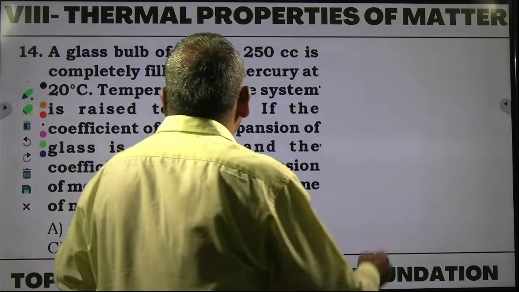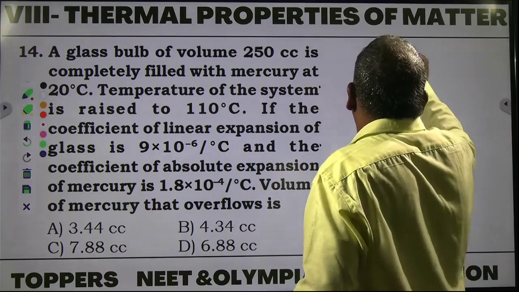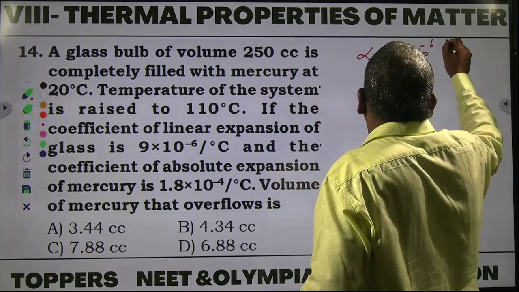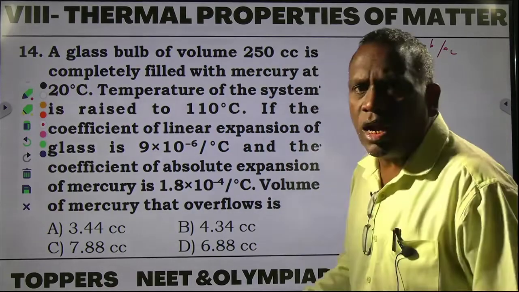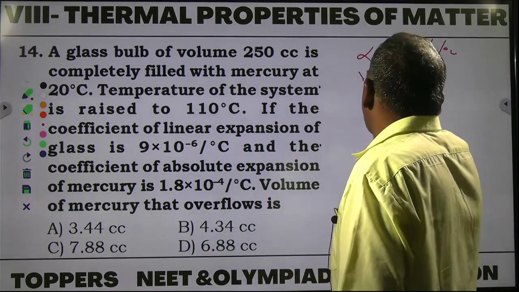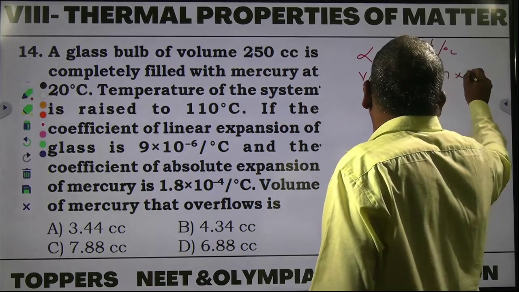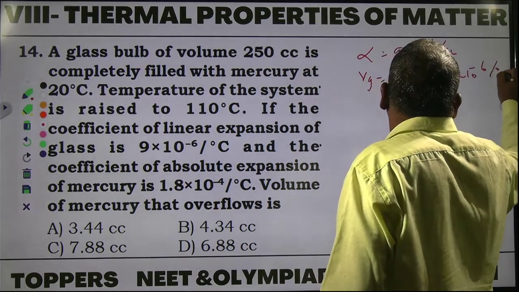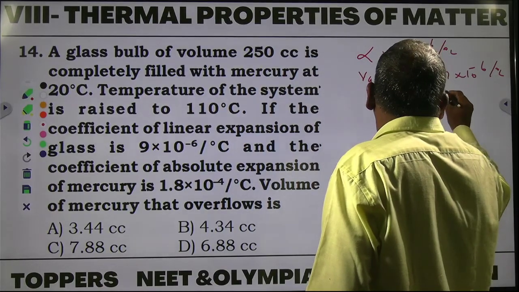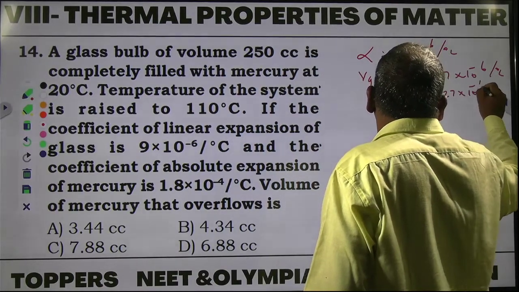See, alpha value is given, that is 9 into 10 power minus 6 per degree centigrade. If you know alpha, you can find out gamma G. Gamma G is equal to 3 alpha. So that is 27 into 10 power minus 6 per degree centigrade. So this can be written as 0.27 into 10 power minus 4.